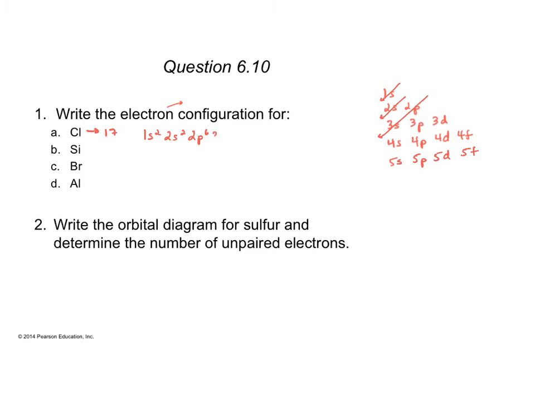Then we move on to the 3s, and there'll be 2 electrons in the 3s orbital. Then we will move on to the 3p. So for chlorine, there are going to be 5 extra electrons at this point, so this would be 3p5. Okay, and again, there's a nice easy way that we can abbreviate this. This is neon, and then 3s2, 3p5.